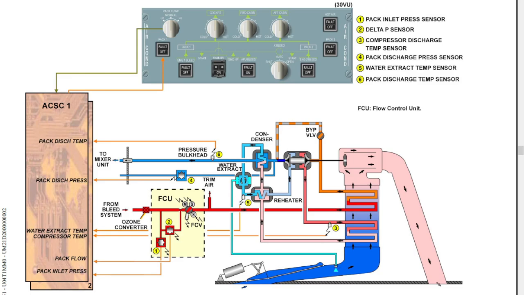After passing through the water extractor, it comes here, and you can see that it goes through the reheater again, and here there's a sensor which we will discuss later. It says water extract temperature sensor. I'll explain the function later on after we identify the components. Now it went through the reheater, and after that it goes to the turbine.